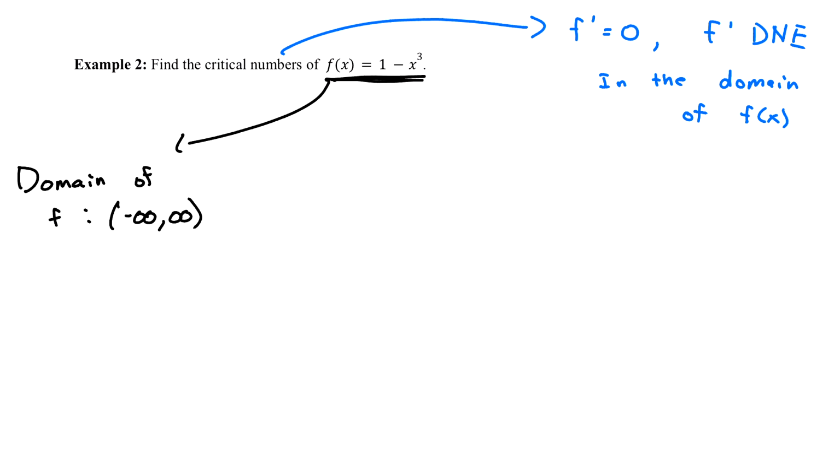So for this problem, we can just focus on finding where our derivative is equal to 0 and where our derivative does not exist. So first thing I've got to do is find my derivative, f prime of x. Here I can just use my power rule, and I should have f prime of x equals negative 3x squared. So here's my derivative. And I like to consider each of these two cases separately, places where the derivative is 0 and places where the derivative does not exist.